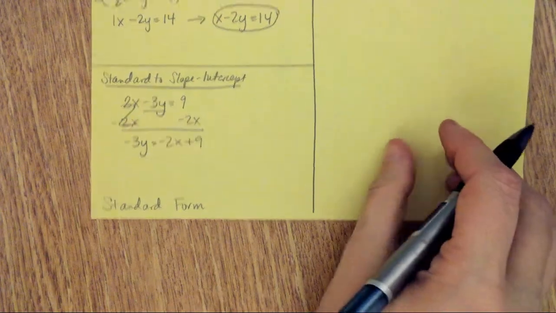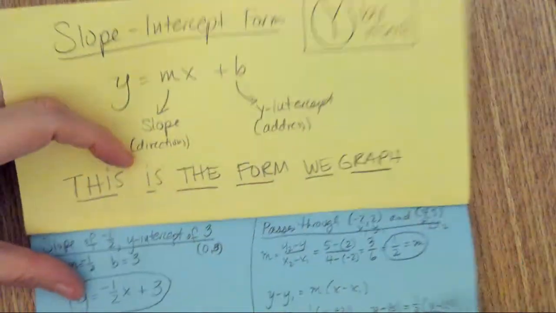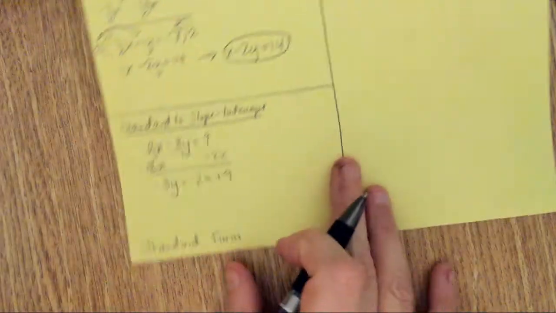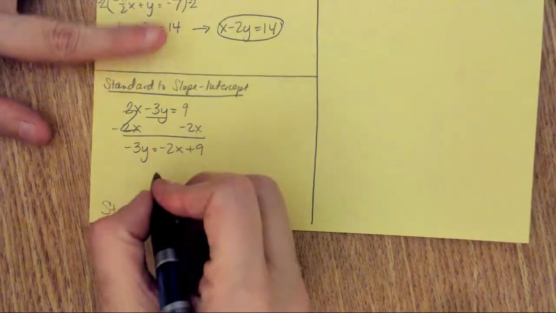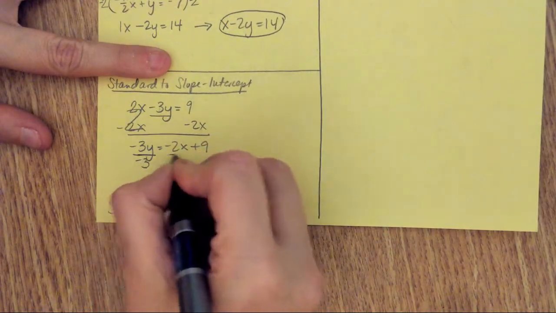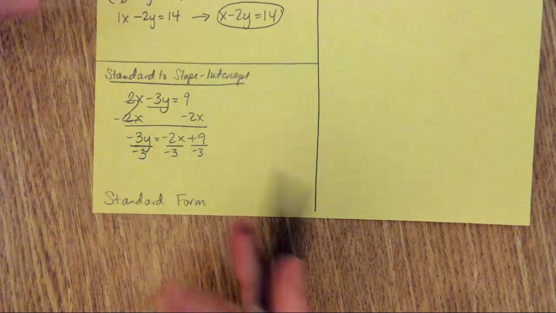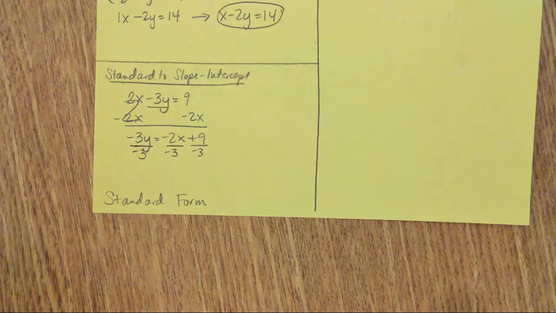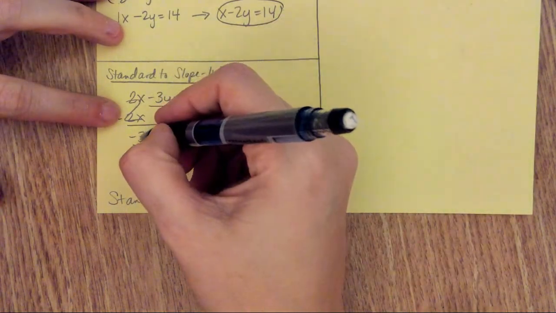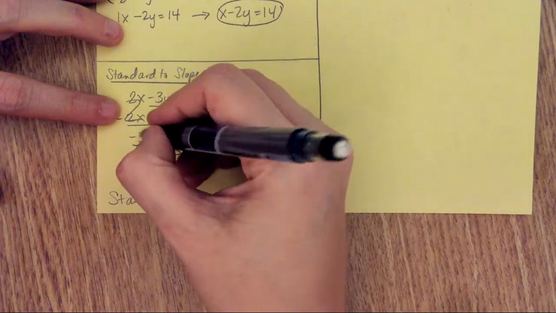Okay, now again, my slope-intercept form has y by itself, not negative 3y. So I'm going to divide by negative 3 to get rid of it. Why am I dividing? Because if they're touching, negative 3y, that means I multiplied them. I have to multiply or divide to undo it. In this case, since it's negative 3 times y, I divide to get rid of it.